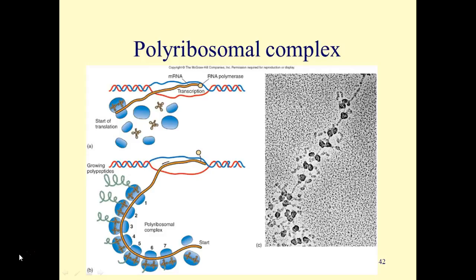Another thing that bacteria do that we don't see in eukaryotes is that you'll see a number of ribosomes attaching to a messenger RNA molecule, and that is what we call a polyribosomal complex. There is an image of that on the right-hand side of the screen, an electron micrograph. So many ribosomes can be attached to a transcript at any time, so a lot of protein can be made very quickly. This makes sense with bacteria because they do reproduce very quickly.